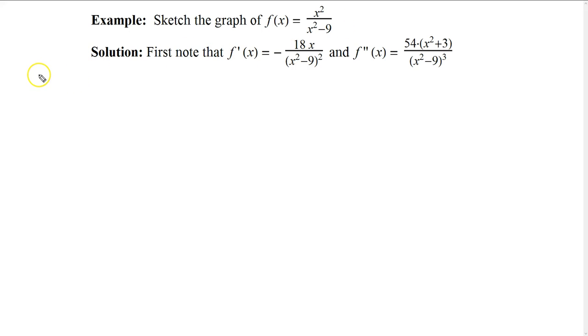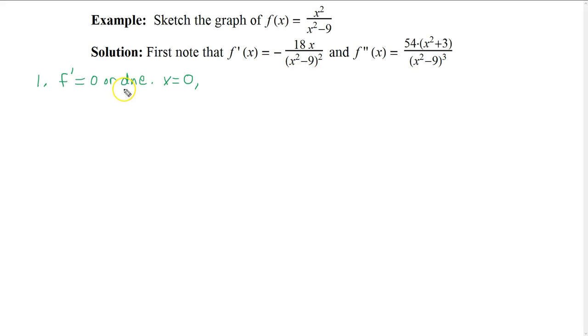Now the first thing we want to do to graph this function is to find where f of x is increasing and decreasing. So we want to find where the derivative is positive and negative. To do that, we first find where the derivative is 0 or does not exist. Now the derivative will equal 0 when the numerator is equal to 0. So setting 18x equal to 0, we get that x equals 0, of course.